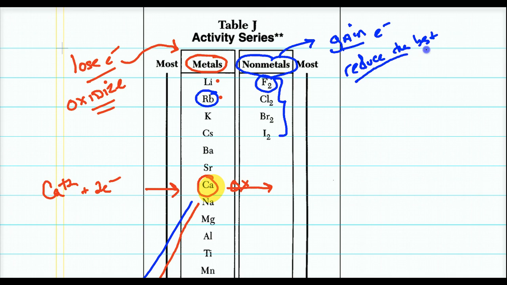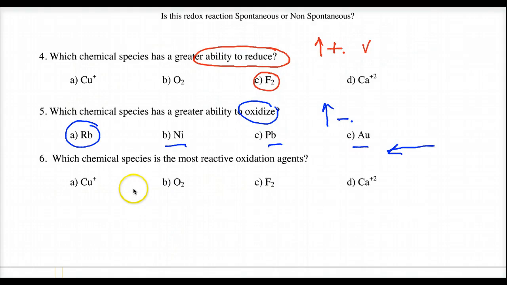This is listing who's the best at reducing. And which chemical species are the most reactive oxidizing agents? Agents, think opposite. So oxidizing agents themselves get reduced. Who gets reduced the best? F2. That's why choice C is the answer.